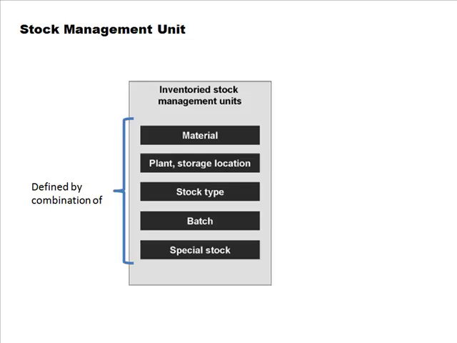Okay, so a stock management unit can be defined by these characteristics. Of course, it can be defined by a material, and you can say plant, storage location, stock type. Stock type meaning what type of stock it is, unrestricted use, etc. And then what production batch it was, that is also possible. Or when purchasing, you may say you bought it in batches, so it could be a batch. And we could also be talking about special stock. Special stock might be something like consignment stock, or it could even be customer stock, stock that you're holding on behalf of the customer. They've already bought it, but you're just keeping it in your warehouse for their convenience. For whatever reason, it could be with you.